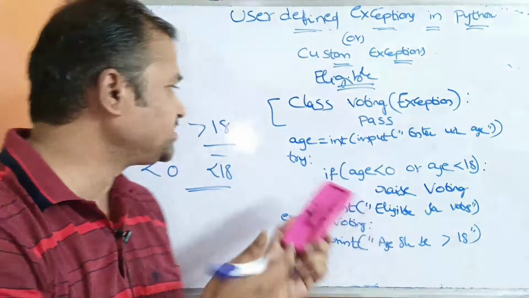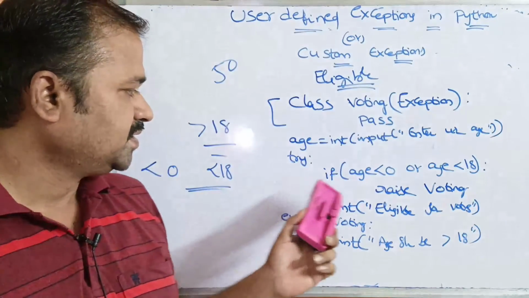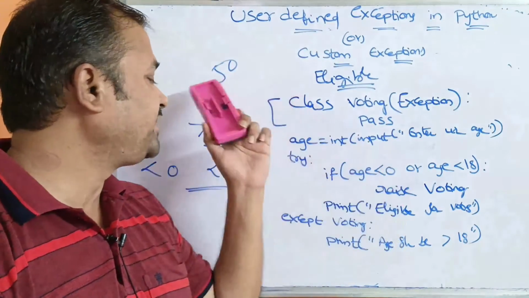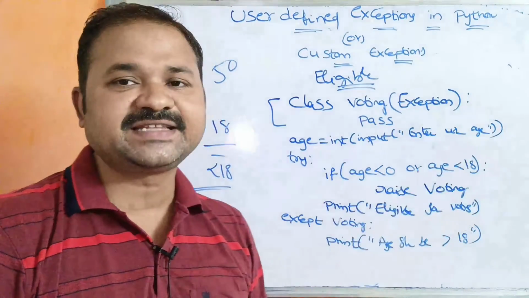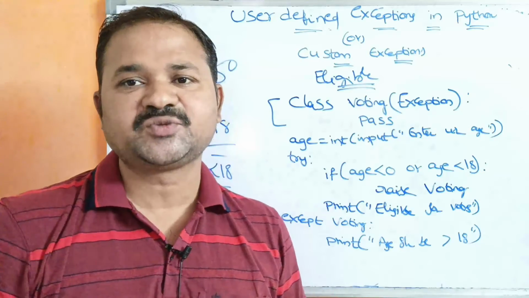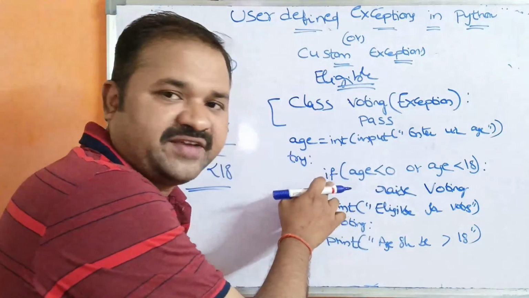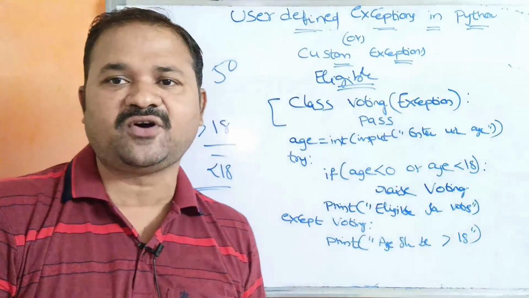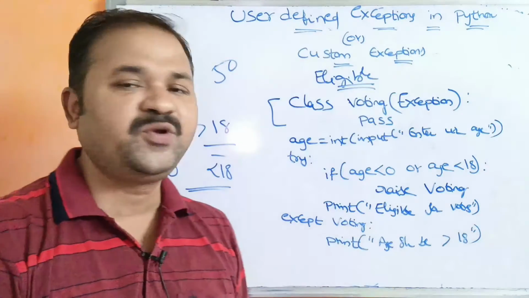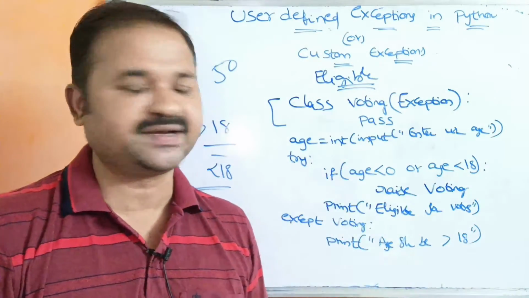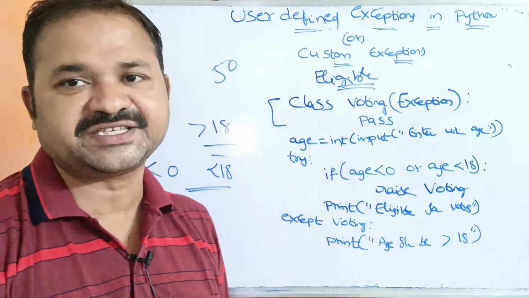Okay. So let us assume that we entered the age as 50. If age is less than 0, 50 is less than 0, the condition is false. 50 is less than 18, the condition is false. So both the conditions are false. Whenever both the conditions are false, the if returns false. So control comes out from the if, and the message "Eligible for voting" will be printed. Here there is no exception in the try block, so the except block won't execute.